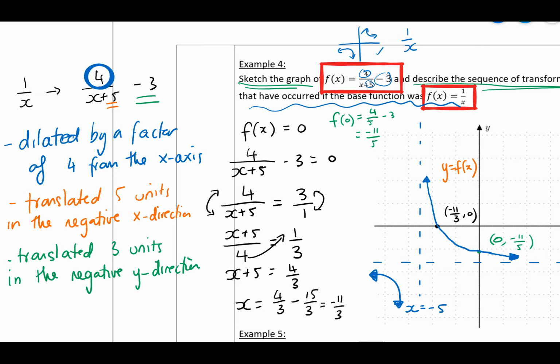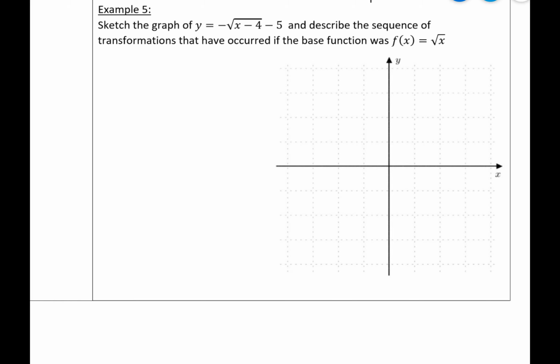So there we have it. We sketched the graph and we described the sequence of transformations. Let's see if you can give example 5 a go now. So we need to sketch the graph of y equals minus the square root of x minus 4 minus 5.